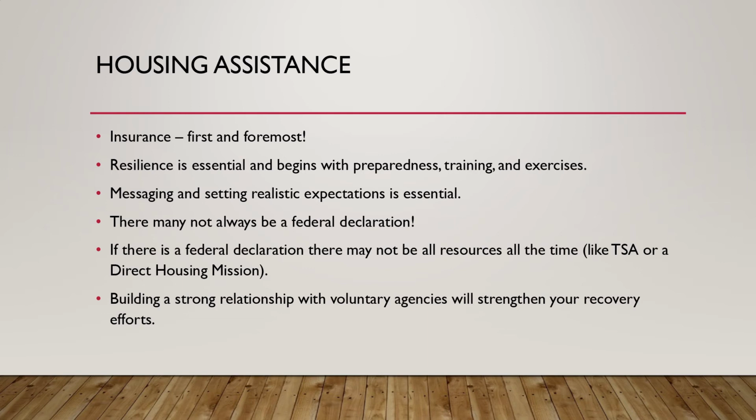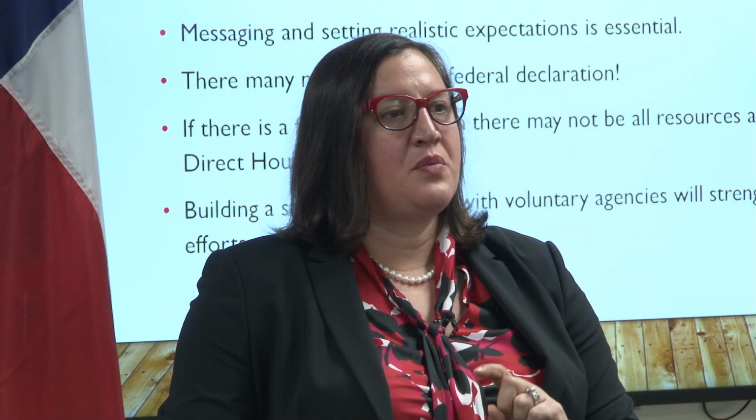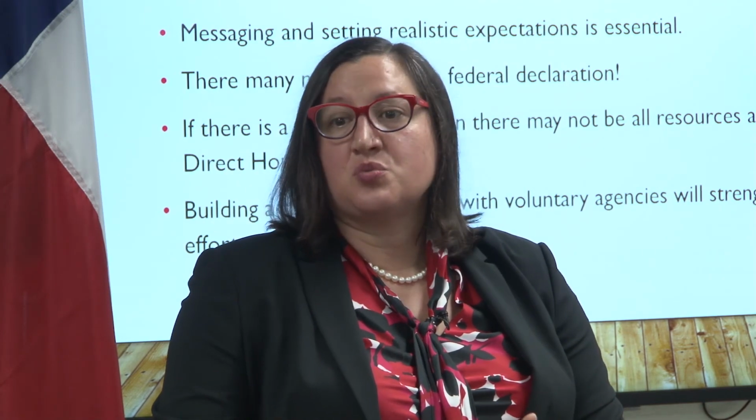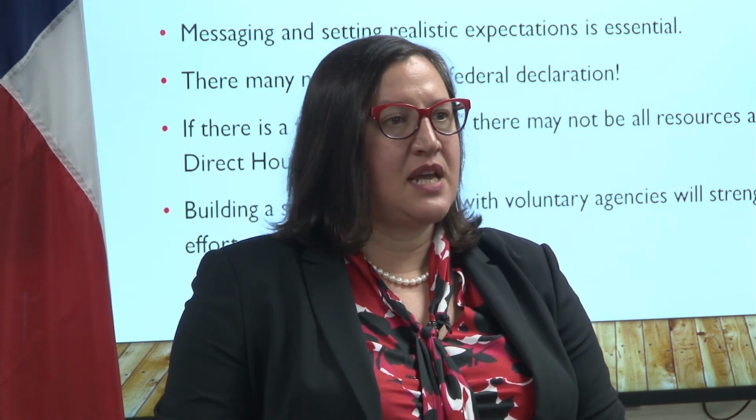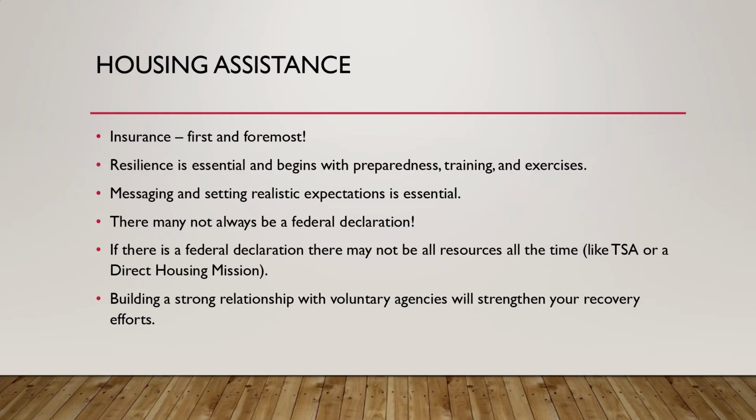So first and foremost, insurance is number one. Get folks insured. Can I say that one more time? Number two, resilience is essential. So we have to build resilience in our communities, into our structures, into our plans. We have to figure out ways to mitigate, because we do know that we're so prone in this state to disasters. We have to figure out ways to improve on that. We have to establish strong messaging and setting clear expectations.